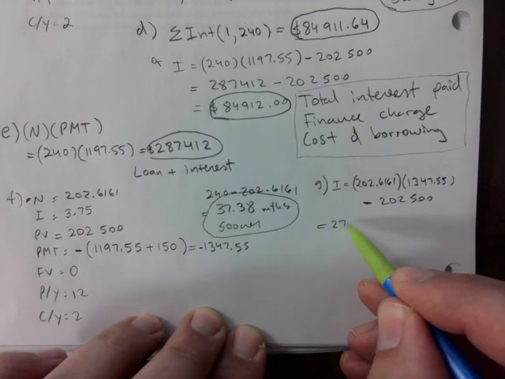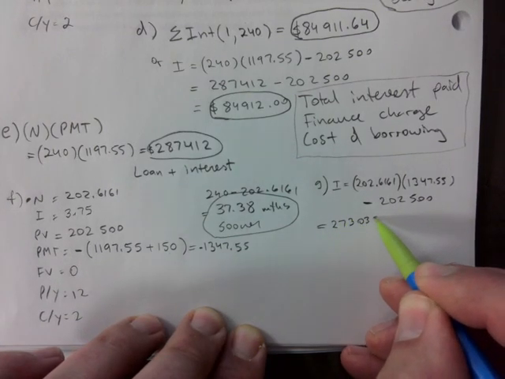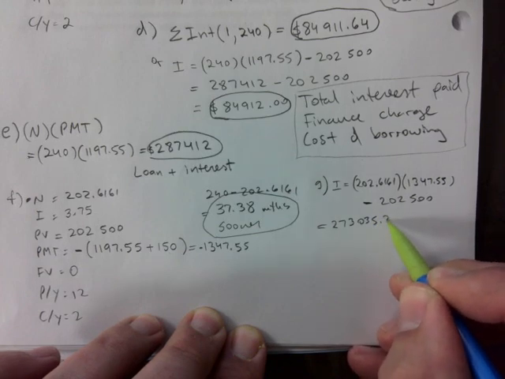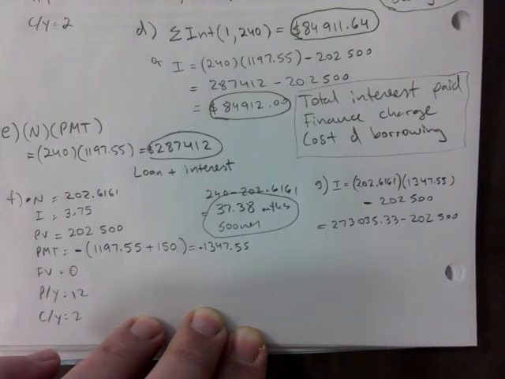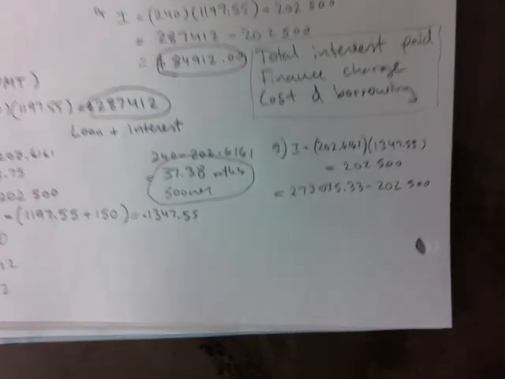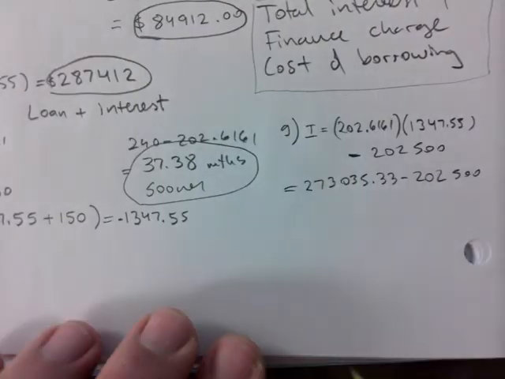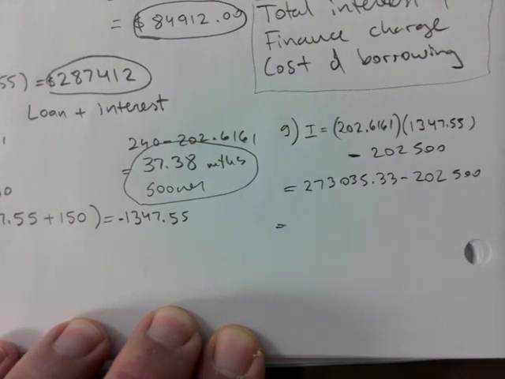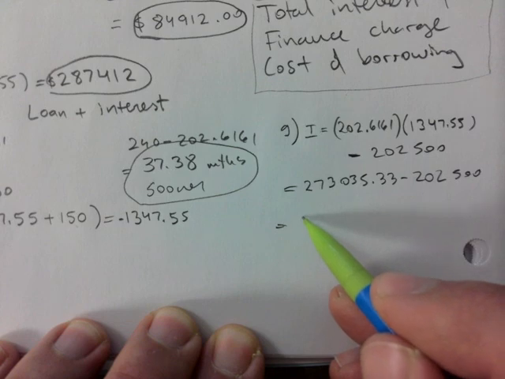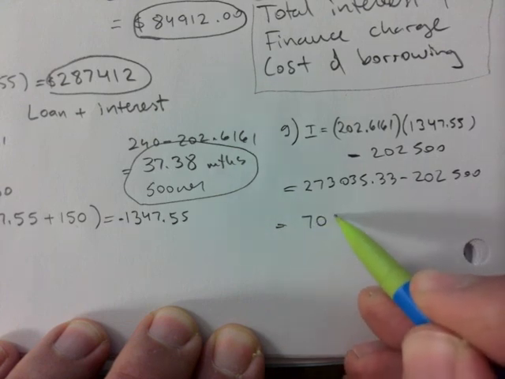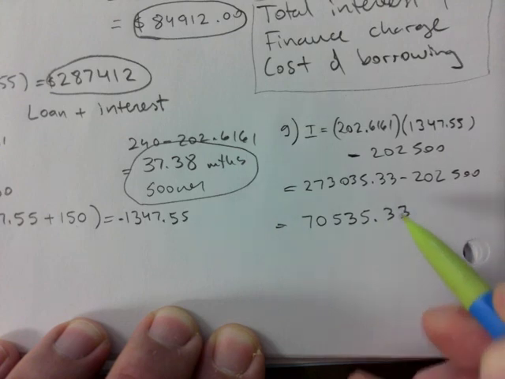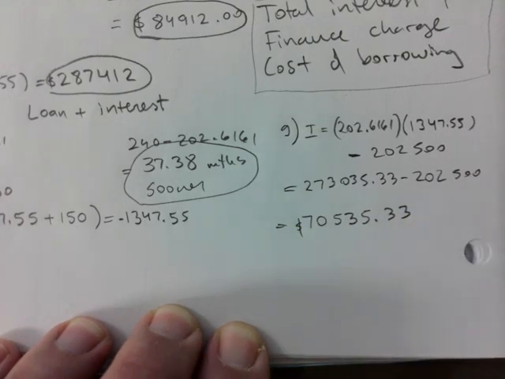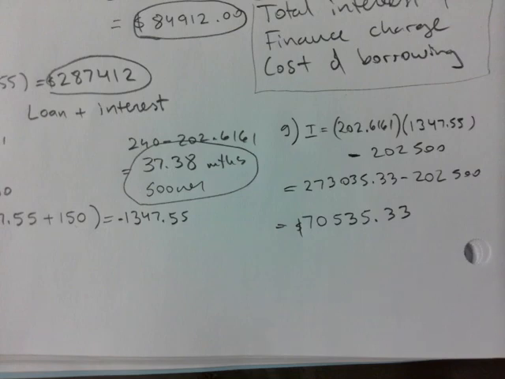And so that's 273,035.33 minus 202,500. Let me zoom into that corner there. There you go. And when you subtract it, you only paid 70,535.33 in interest here. How much did we pay earlier?